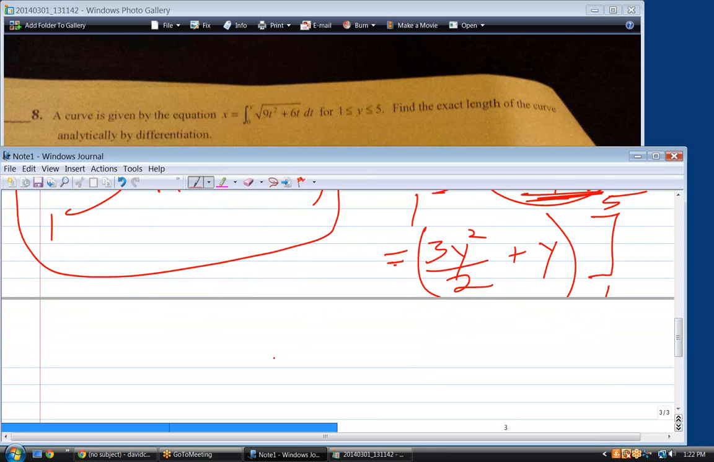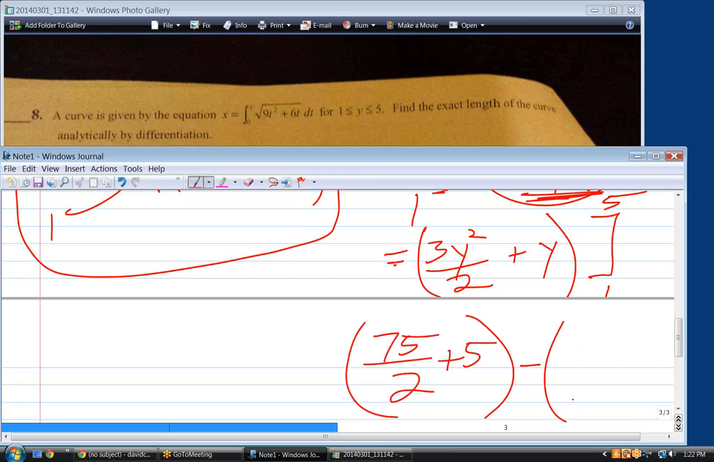How do I do that? You just plug in the 5 for both y's and then subtract when you plug in the 1's. So that's plugging in the 5's, and when I plug in the 1, I get 3 halves plus 1. And this parentheses is very important.